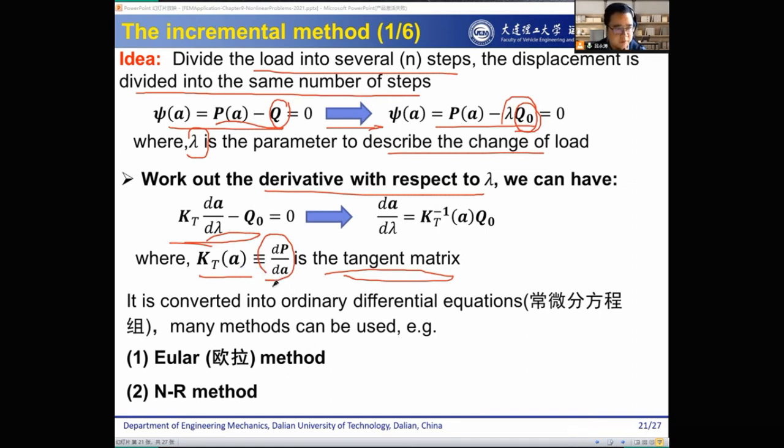So for the incremental method, it is converted into an ordinary differential equation, and standard methods can be used. So we have the differential equation you see here. For differential equations, we have many methods, for example the Euler method, and the Newton-Raphson method. This means we convert the original nonlinear equation into a differential equation. Then we can use the already established methods to solve the problems.